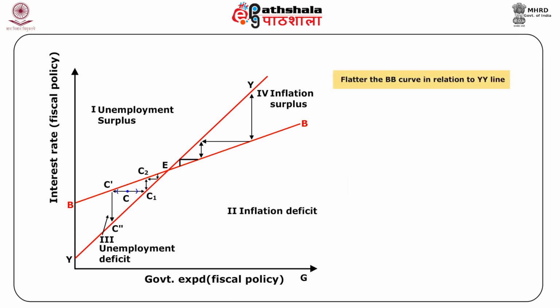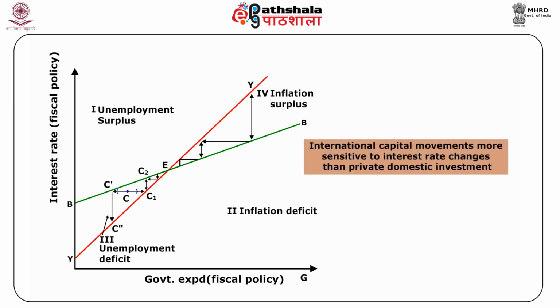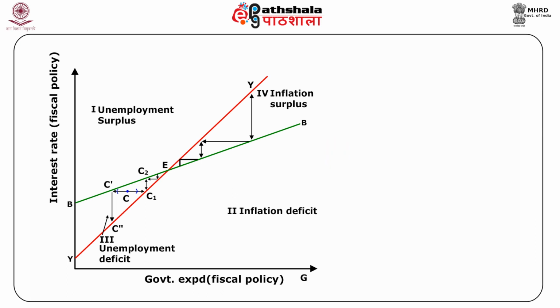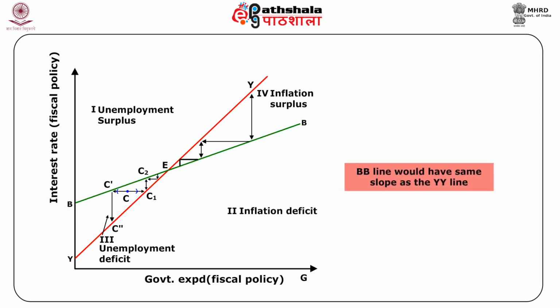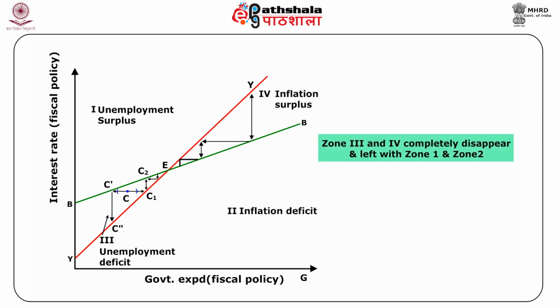The BB curve is flatter in relation to the YY line because international capital movements are more sensitive to interest rate changes than private domestic investment. On the other hand, if short-term capital flows did not respond to interest differentials, the BB line would have the same slope as the YY line. In that case, Zone 3 and Zone 4 would completely disappear and we would be left with Zone 1 and Zone 2.